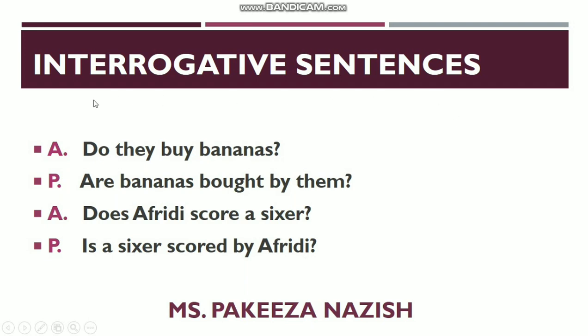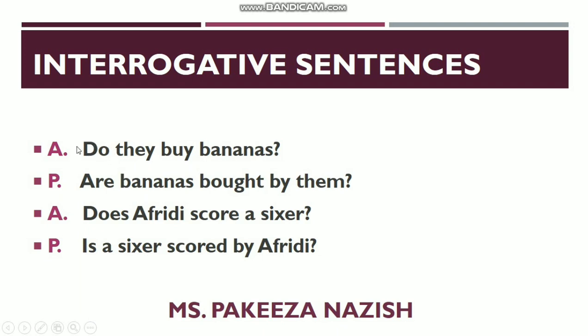Interrogative sentences: you see, the helping verb comes in the beginning of the sentence. Many of the students make this mistake again and again, that if they have to make the passive voice of an interrogative sentence, they convert it into a simple sentence and the sentences get crossed. For example, do they buy the bananas? What they will do? Bananas are bought by them.